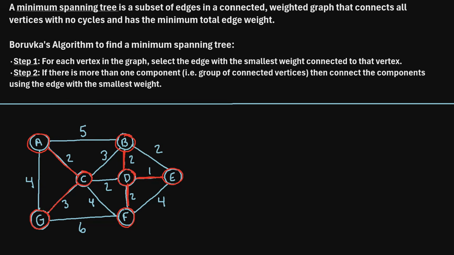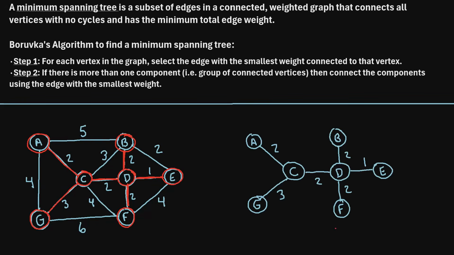So if we choose this edge as the one to connect the components, then all of a sudden we'll see that all of the vertices are now connected. So this is our final minimum spanning tree. So just to make it a little more obvious, I'll draw it over here. So here is our minimum spanning tree, and we can find the weight of this minimum spanning tree by just adding up the weights of all of the edges in the tree. And when we do that, we'll find that the total weight is 12. So essentially, we just found a way to connect all of the vertices in the graph using no cycles and using the minimum possible edge weight.